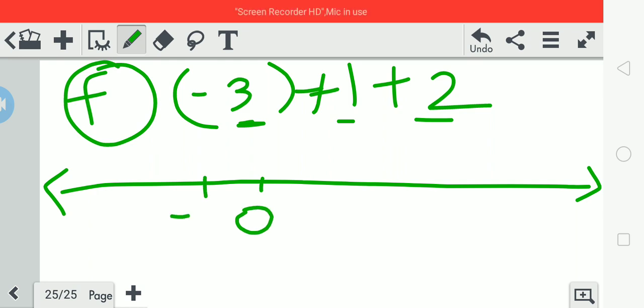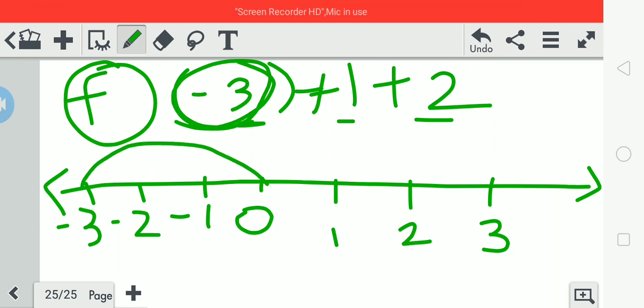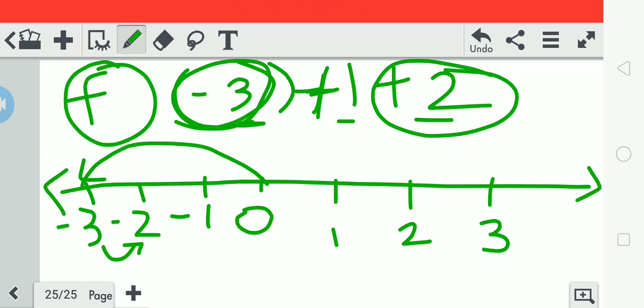0 minus 1 minus 2 minus 3, here 1 2 3. Now first number is minus 3, so take a jump on minus 3 directly. Now second number is plus 1, plus means right 1 move. Okay, we had to take here 1 move. Now plus 2, plus 2 means 2 times right move, 1 2. So you reach at the 0 position. So answer of this question is 0.